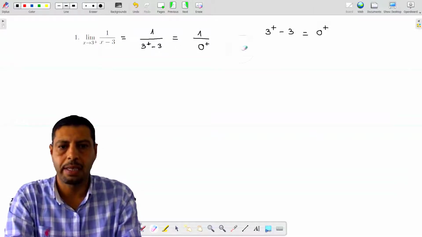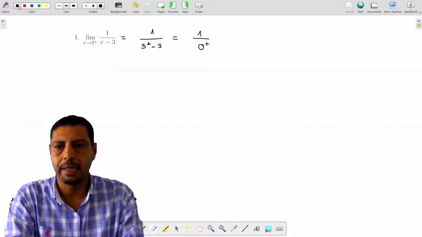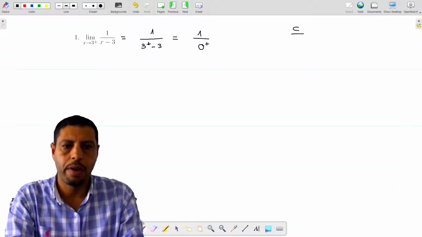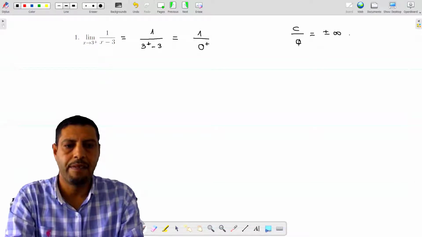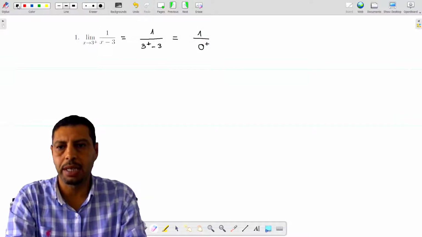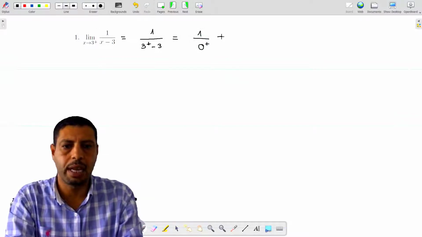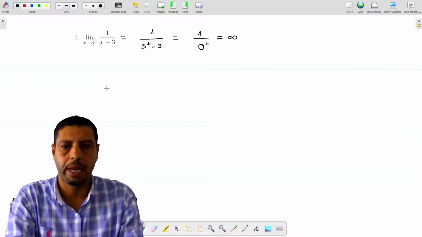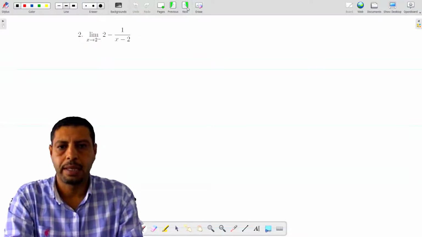Now you have to keep in mind that any constant c over a 0 will give plus or negative infinity. If you divide any constant by a very small number, which is close to 0, you're going to find an infinite number, okay? So here we have 1 over 0 plus, 1 is positive, 0 plus is positive, so the result is infinity.